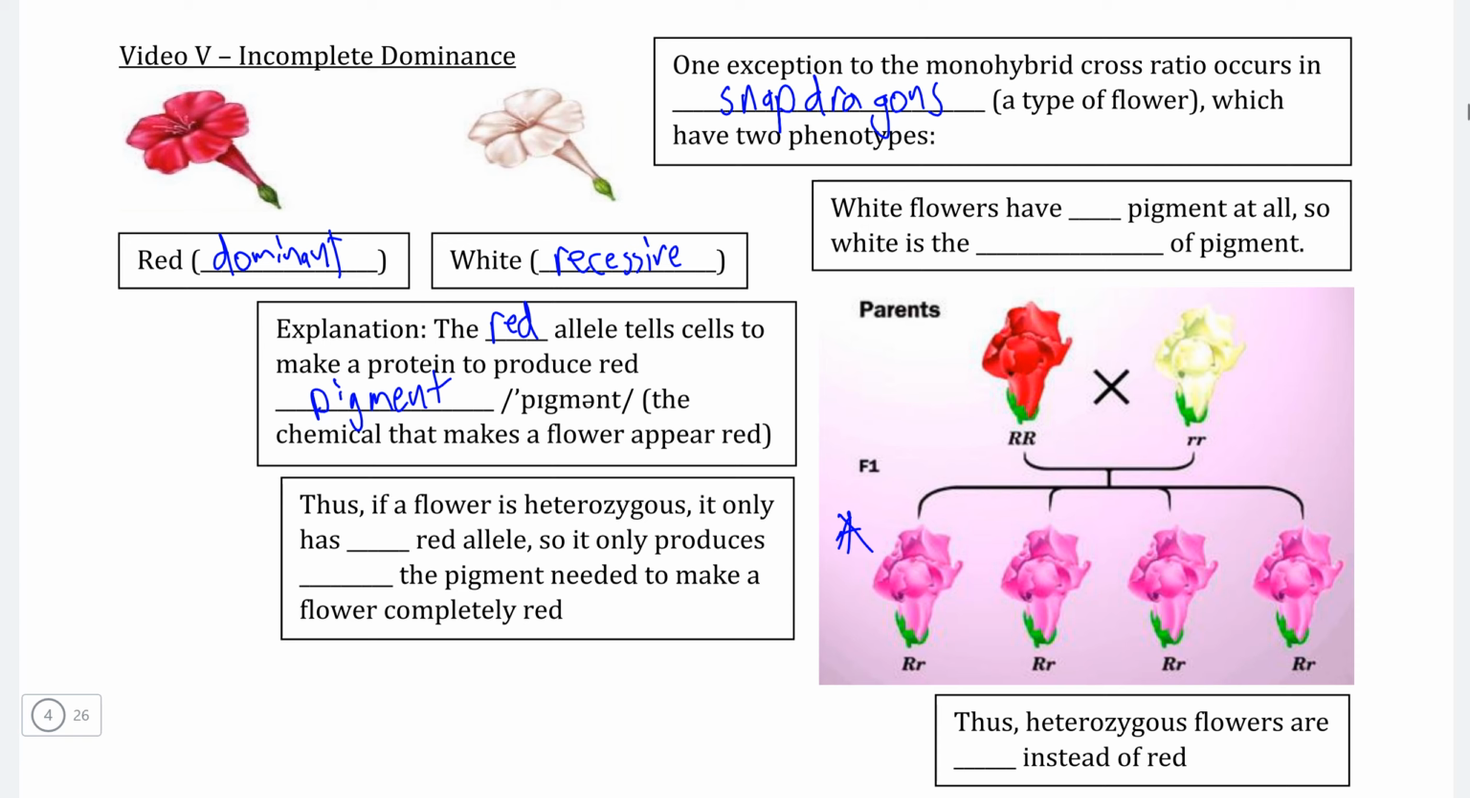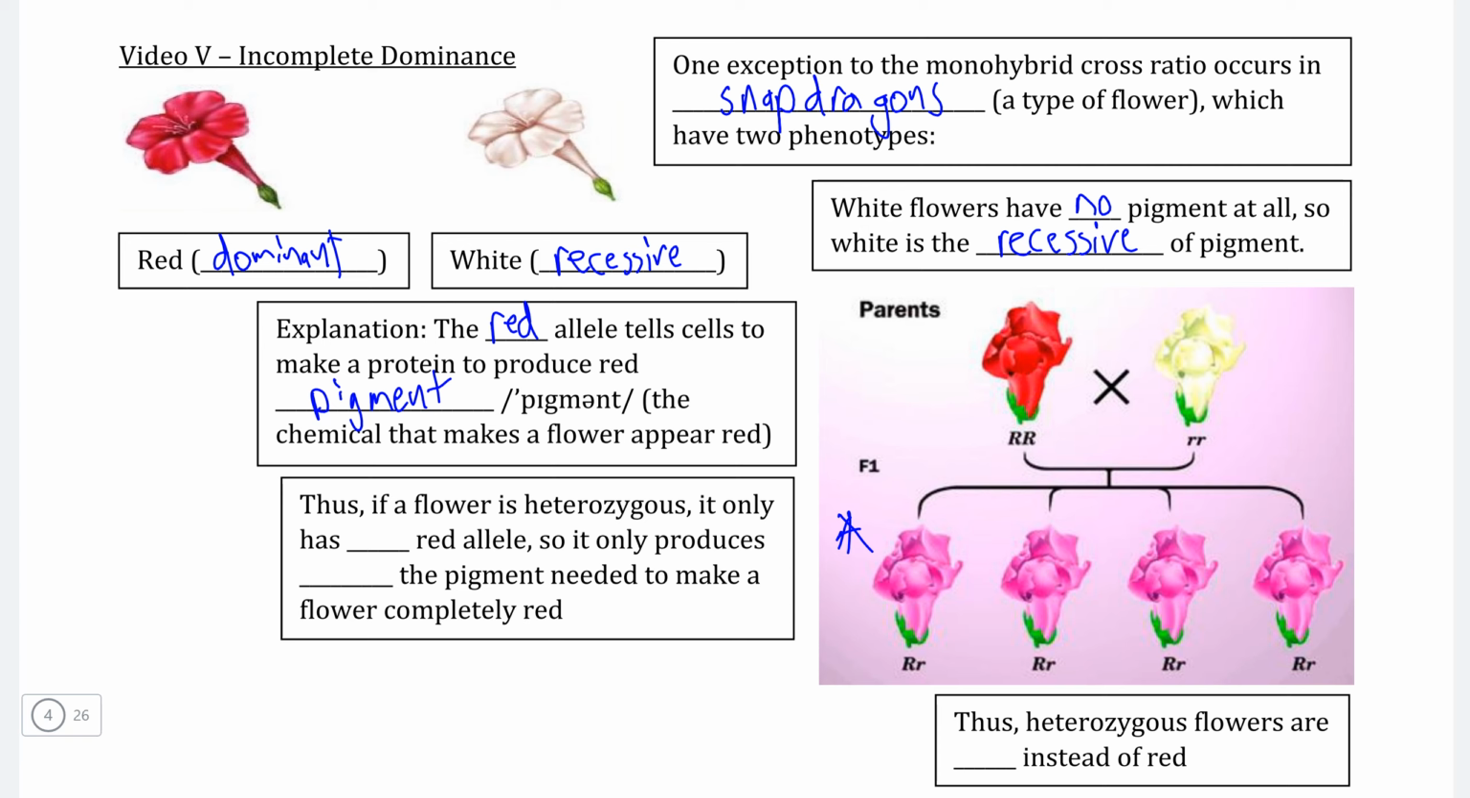Now, on the other hand, if a flower is white, which is recognized as the recessive allele, white flowers don't produce a different pigment. They actually produce no pigment at all, meaning that white flowers are considered the recessive form because they don't have this gene at all that tells them to make any pigment, because they do not produce the protein that ultimately leads to the production of red pigment. So what this means is that if no gene is present at all, this is recognized as the recessive phenotype.